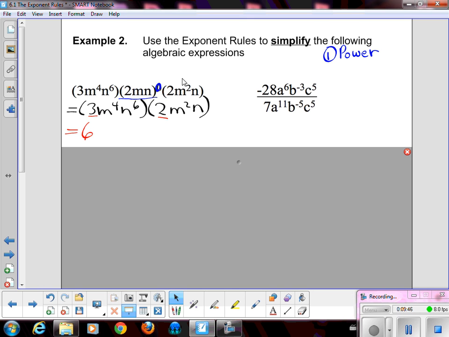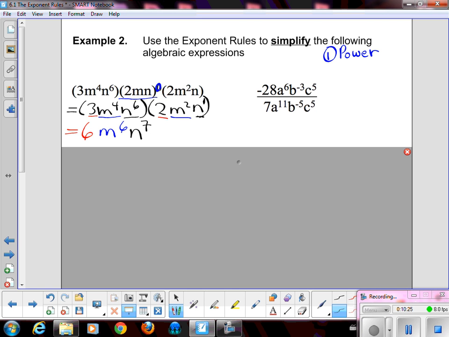The next thing I look at, because everything here is being multiplied, I have a base of m. The first one's to the power of 4, the second one to the power of 2. So if I add those exponents, because I'm multiplying, I end up with m to the power of 6. Finally, if I look at my n's, they have the same base. The thing is, my second one is actually to the power of 1. We usually don't show that 1 there. It's just assumed that we know it's there. So 6 plus 1 is 7. Okay, so that question is finished.